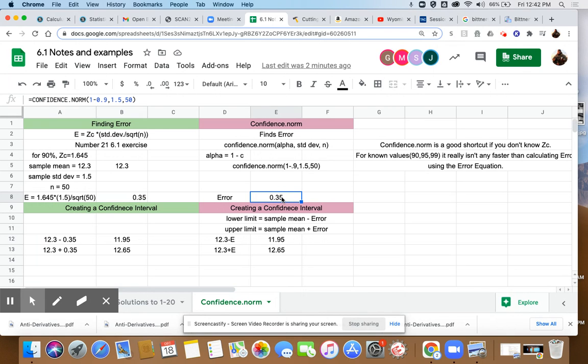If I input that with an equal sign in front of it, it will do this calculation. You can see here it is up here. Equals confidence norm, 1 minus 0.9, 1.5, 50. And it gave us the same 0.35 we got from our error equation. Okay, so it'll calculate the error. We still have to jump down here. We still have to do 12.3, our mean, minus our error, and plus our error. And we still will get the same 11.95 to 12.65. So we'll get the same confidence interval.